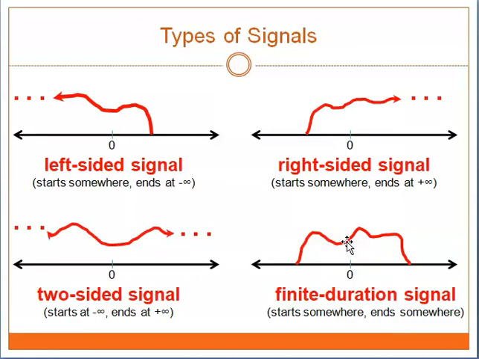There are 4 types of signals that you have to know. If you have something where it starts at a finite point and ends at minus infinity, that would be a left-sided signal. If it starts at one finite point and ends at positive infinity, that will be a right-sided signal. If it starts at minus infinity and ends at positive infinity, that will be two-sided. And if it starts somewhere finite and ends somewhere also finite, that would be a finite duration signal.